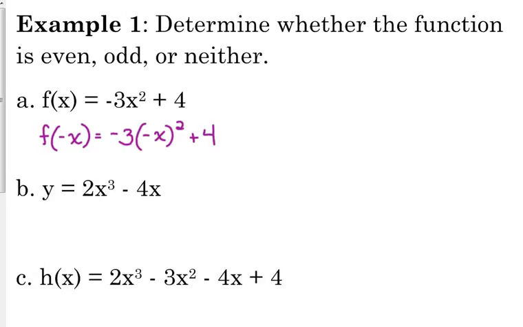Now, we need to simplify this. If you square a negative number, aren't you supposed to get the same result as if you'd squared the same positive number? You are, okay? So negative x squared is really just the same as positive x squared.